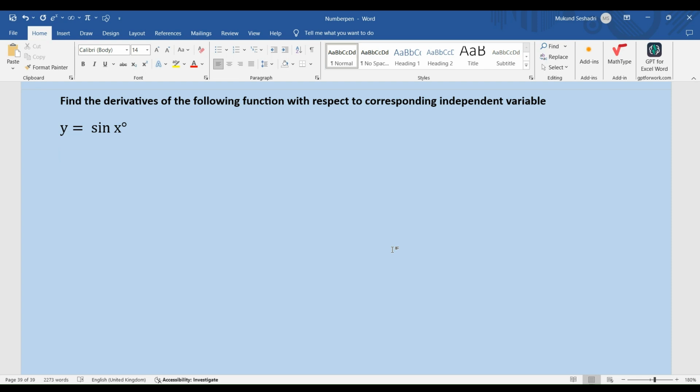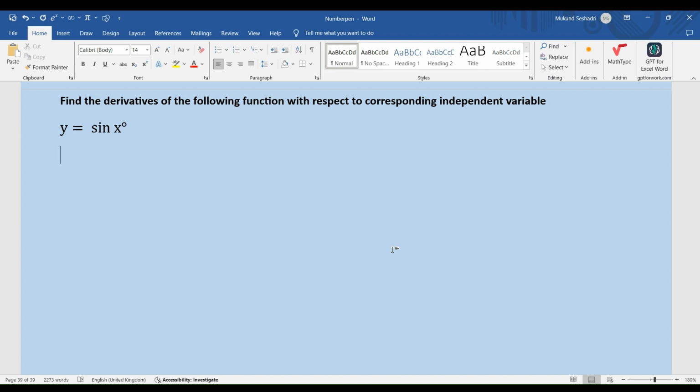So there we have the problem on the screen. Find the derivative of the following function with respect to the corresponding independent variable. The function that we have is y equals sine of x degrees, right? We know what is dy by dx of sine x, right? It's cos x. So we've seen that using first principles.